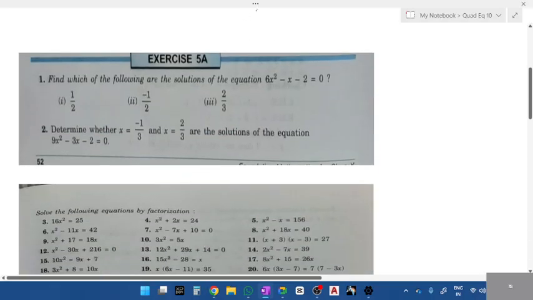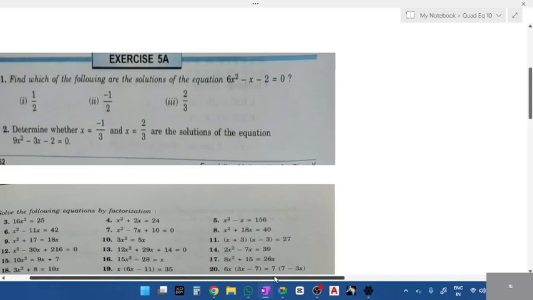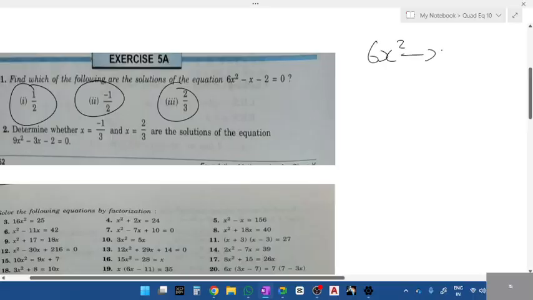Now let's take the first question. What is given here? Find which of the following are the solution. What do you mean by solution, students? Final answer, right? So what did I tell? If they give you all the answers and they've given an equation, what you have to do? You have to check whether it is.